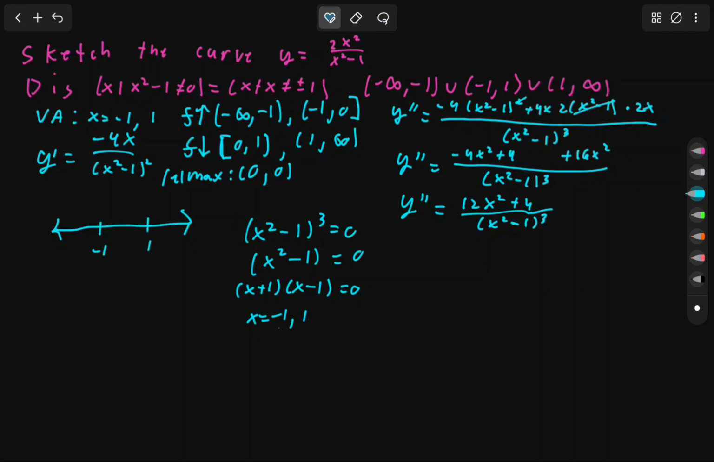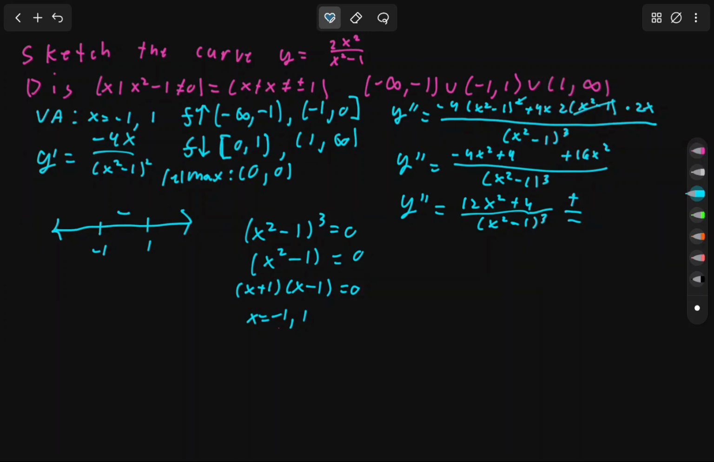So now what we're going to do is plug in some values here. No matter what, the numerator is going to be positive, so we're just going to write a big plus. However, what we want to look at here is the denominator. If we plug in a value of, let's say, 0, we're going to get 0 squared minus 1, which is -1. Cubing that gives us -1 cubed. So the denominator is going to be negative, so it's going to be concave down from -1 to 1.